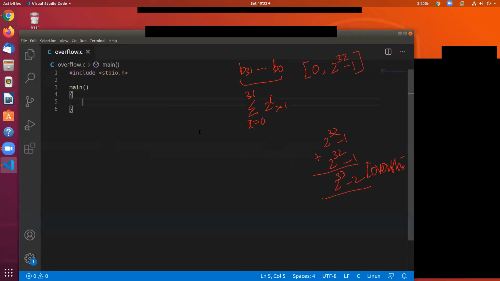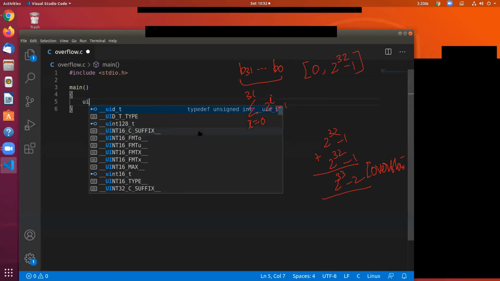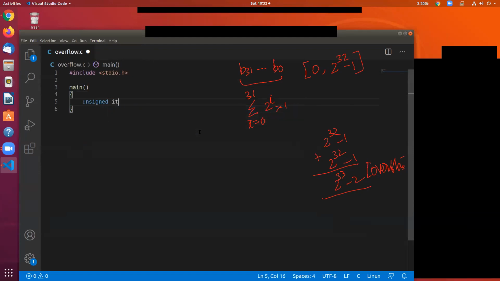So number one, let's declare an unsigned integer. Specifically, I can directly assign a binary value to it by saying 0b 1111 1111... These are 8 ones here, I guess. Okay.